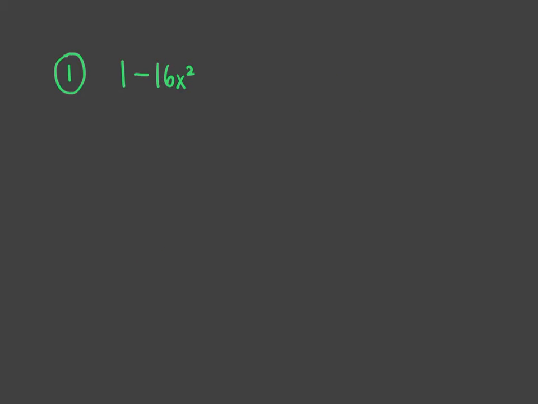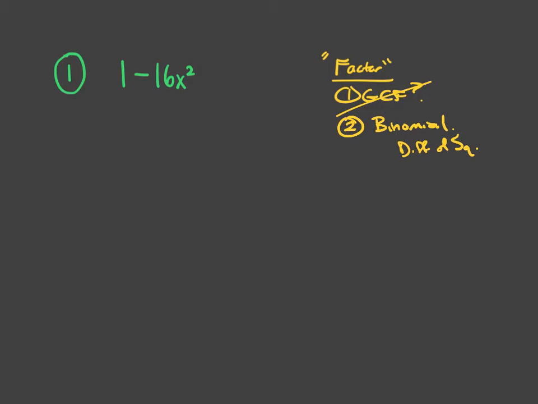First example, we're asked to factor 1 minus 16x squared. Factor, anytime you see that word in the instructions, start with greatest common factor. Here, 1 and 16x squared don't have anything that we can take out of both, really. So no greatest common factor. Second, you'll want to notice that it is a binomial. Binomial has 2 terms, so this is a binomial. And then you want to check which of those 3 it is: difference of squares, difference of cubes, or sum of cubes. And if it's none of those 3, then you just go ahead and say it's not factorable.